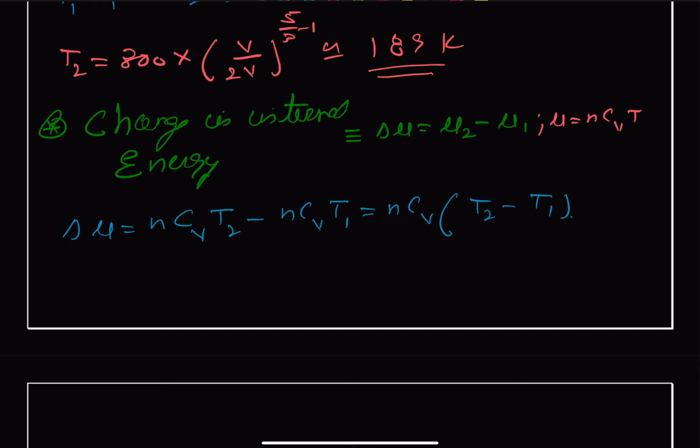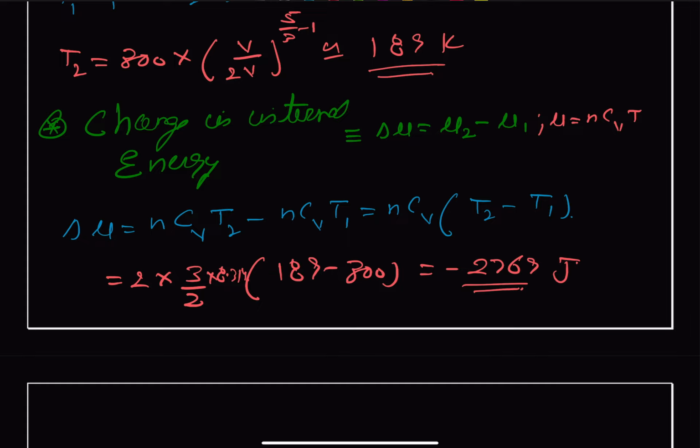Substitute the values. N is 2, C of V is 3 by 2 times R, and T2 we know is 189 minus 300. This comes as, let's put the value of R also, 8.314. So this comes close to minus 2769 joules.